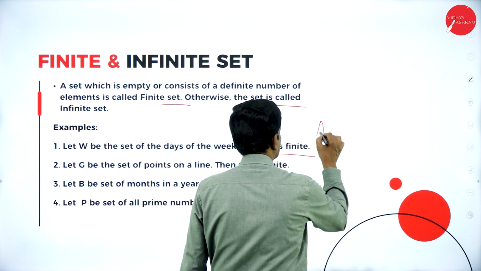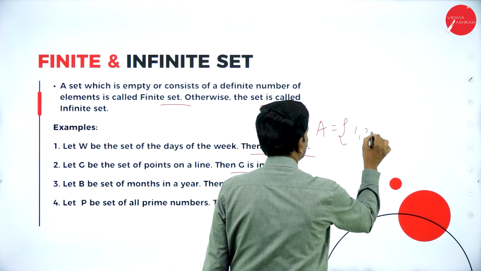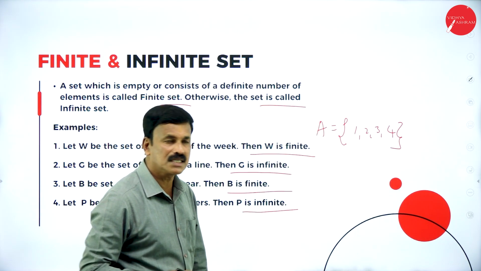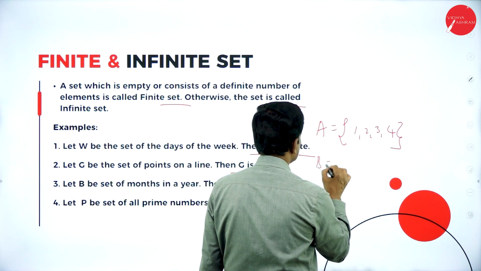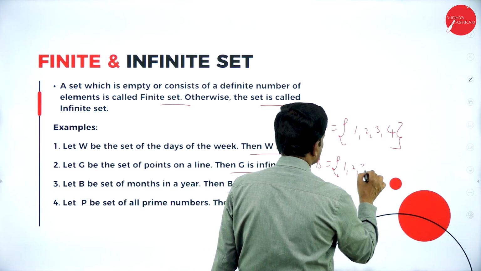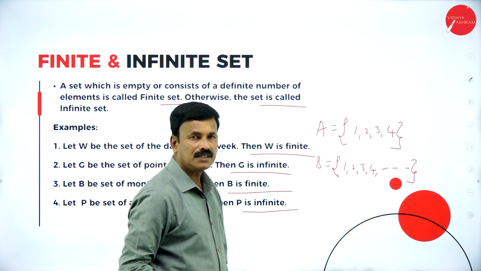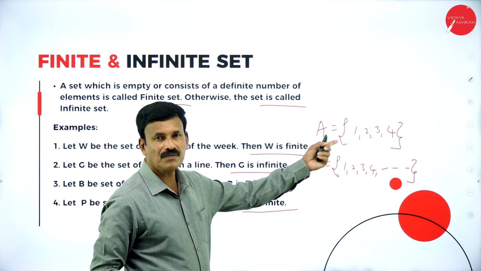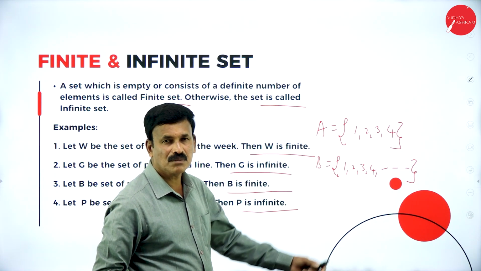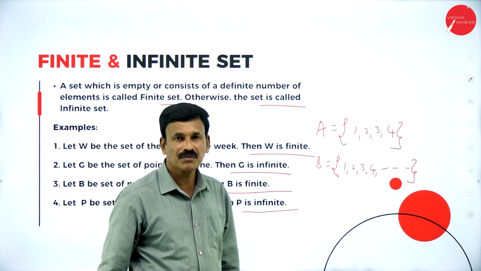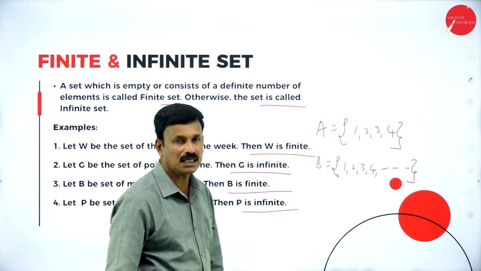Suppose A is equal to {1, 2, 3, 4}. This contains 4 elements. This is an example for a finite set. If I write B is equal to {1, 2, ...}, the set of natural numbers, this is an infinite set, right? So here the number of elements in A is 4, whereas in the set B, the number of elements is infinite. Therefore, these two are examples for a finite and an infinite set.